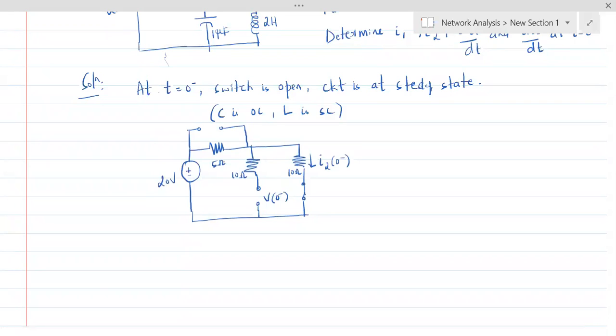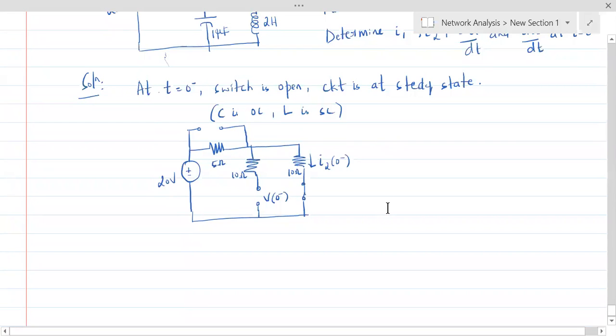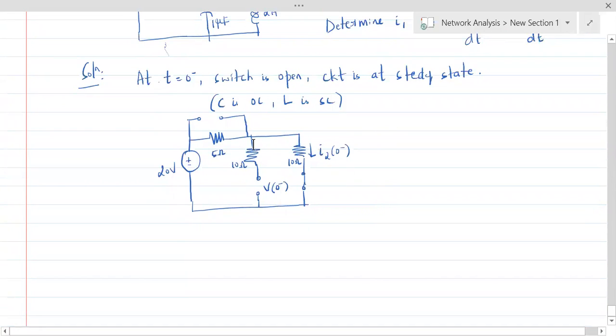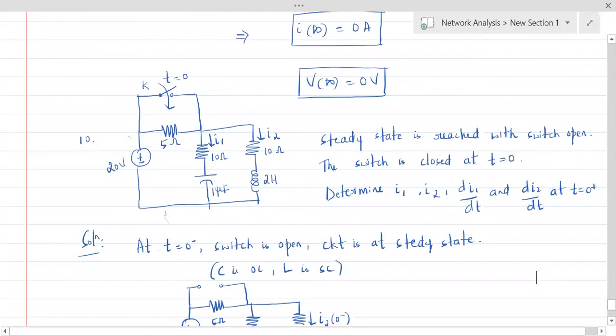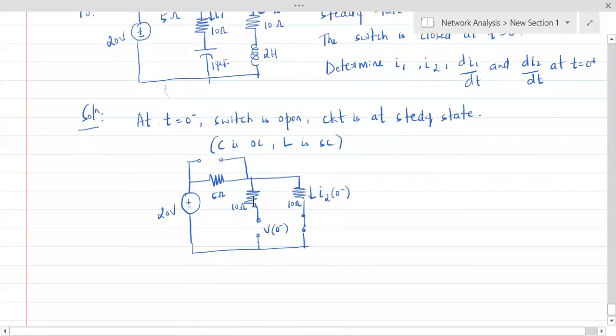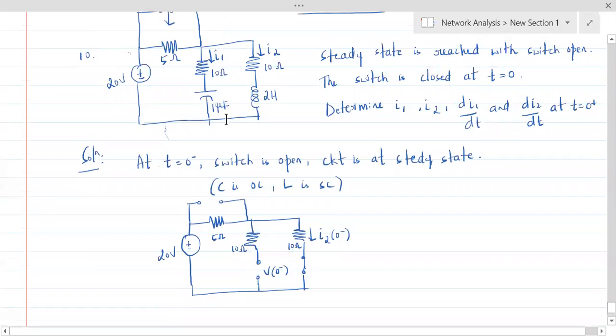Fine. Now I'm not interested in I1 of 0 minus. They're asked to find out I1 of 0 plus. But I1 of 0 plus is not equal to I1 of 0 minus. Why? Because I1 of 0 minus is not the current through the inductor, but I2 of 0 minus is the current through the inductor. That's why I2 of 0 minus is I2 of 0 plus, but I1 of 0 minus is not I1 of 0 plus. So I'm not interested in I1 of 0 minus. Let's find out I1 of 0 plus at t equal to 0 plus only.